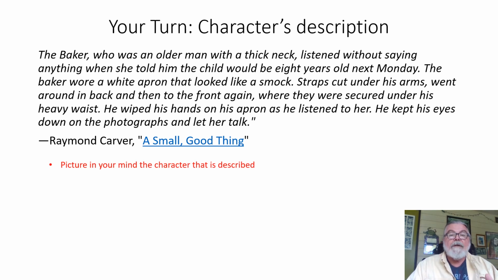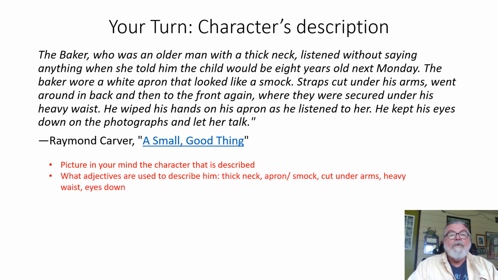The first thing I do when I read this is I get a picture in my mind of this guy. Here he is. Maybe he doesn't have any hair. He's a big guy. Maybe not tall, but he's kind of heavy set because he likes to eat his cookies. And the straps cut on his arms, so maybe he put on a little extra weight over the past couple of months. Who knows? But he's listening intently. He's looking down at the picture, so that lets me think perhaps he's thoughtful. What adjectives are used to describe him? Thick neck, apron, smock, cut under arms, heavy waist, eyes down.